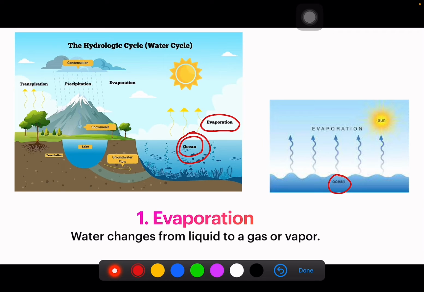See? The water changes from liquid to a gas or vapor. This is also the first process in the water cycle. So there are two processes involved in the first process in the water cycle: transpiration and also the water evaporation process.